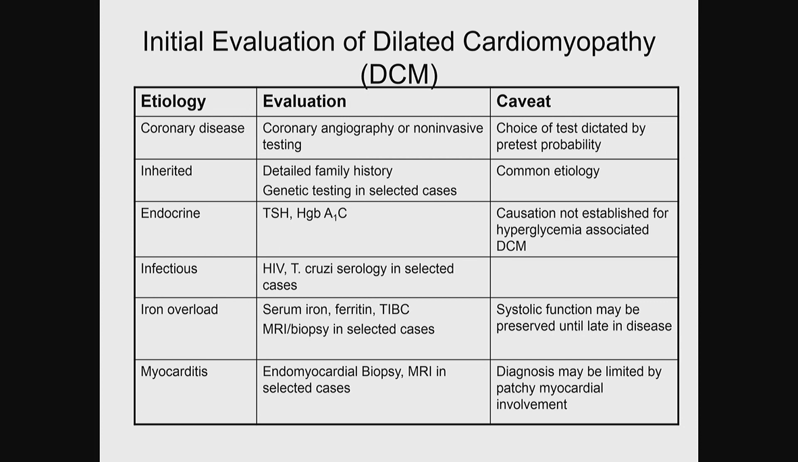After coronary artery disease, inherited causes of dilated cardiomyopathy are likely the most common underlying etiology. This can be assessed by taking a detailed family history and performing genetic testing in selected cases. This is the most common cause of dilated cardiomyopathy after excluding coronary heart disease.